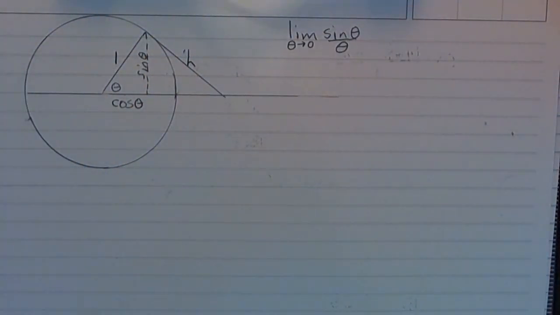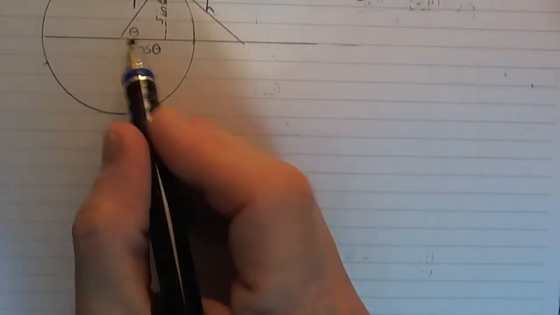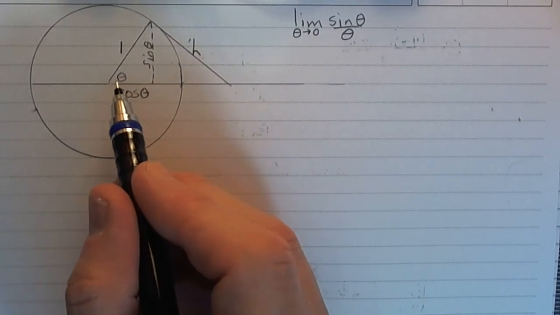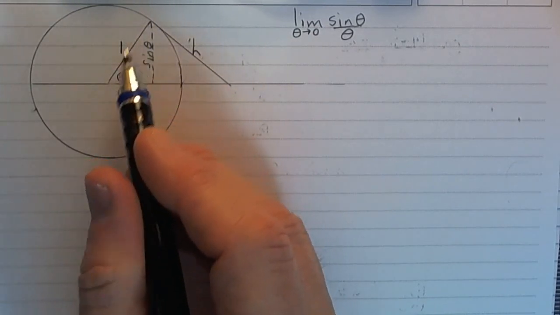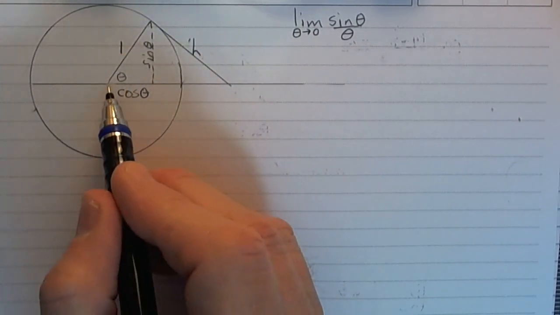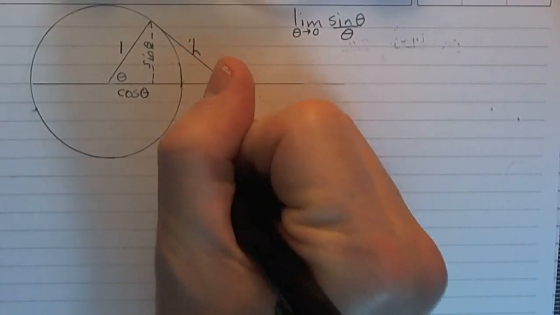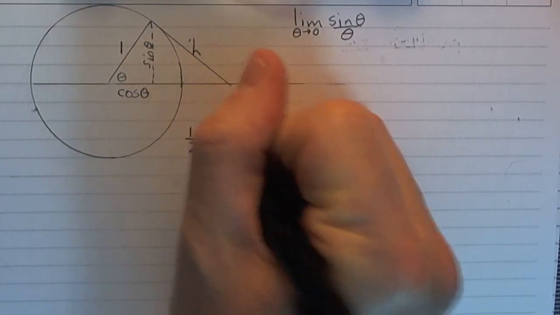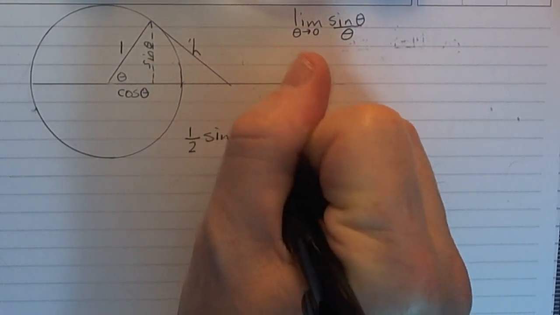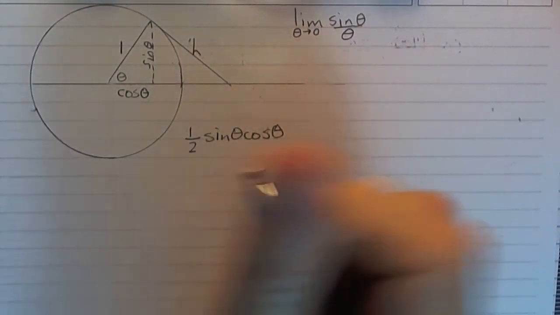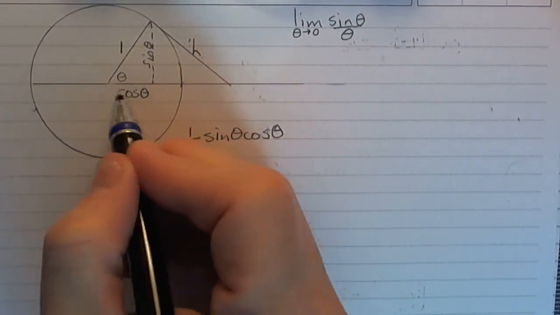Okay, now let's think a minute about the area of this triangle right here. The area is 1/2 base times height. So I could write that this way. I could say 1/2 sine times cosine. That's 1/2 base times height.